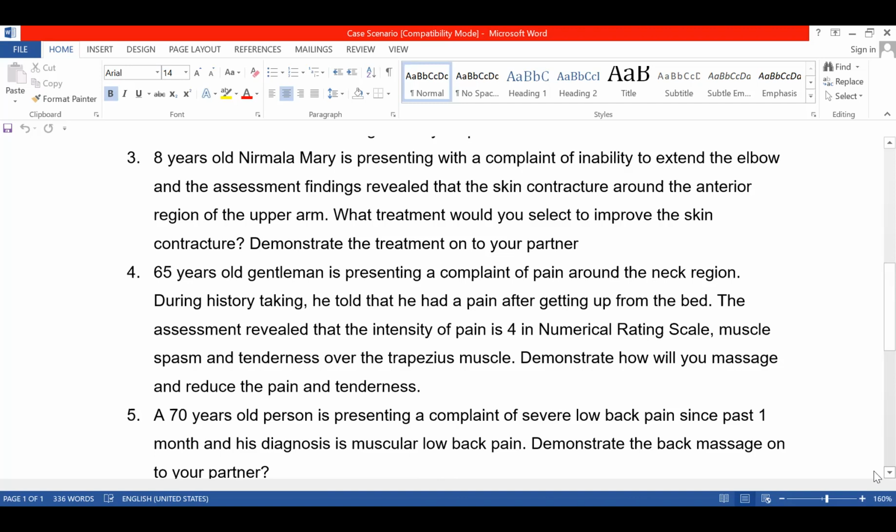Then after that, effleurage, and then skin rolling. Then follow with effleurage. Then hacking, then effleurage, then wringing, then effleurage. Yeah, that's all, Miss.